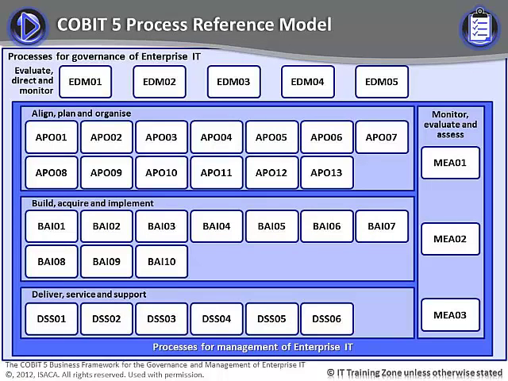The groups of processes are known as domains. One domain consists of the governance processes. The management processes are grouped into 4 domains: align, plan, and organize, or APO; build, acquire, and implement, or BAI; deliver, service, and support, or DSS; and monitor, evaluate, and assess, or MEA. The diagram on the screen shows the 37 processes in their respective domains.